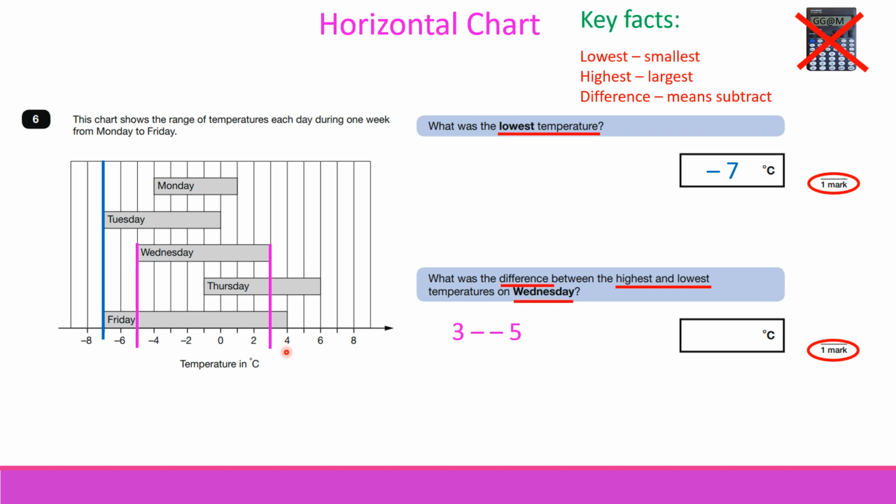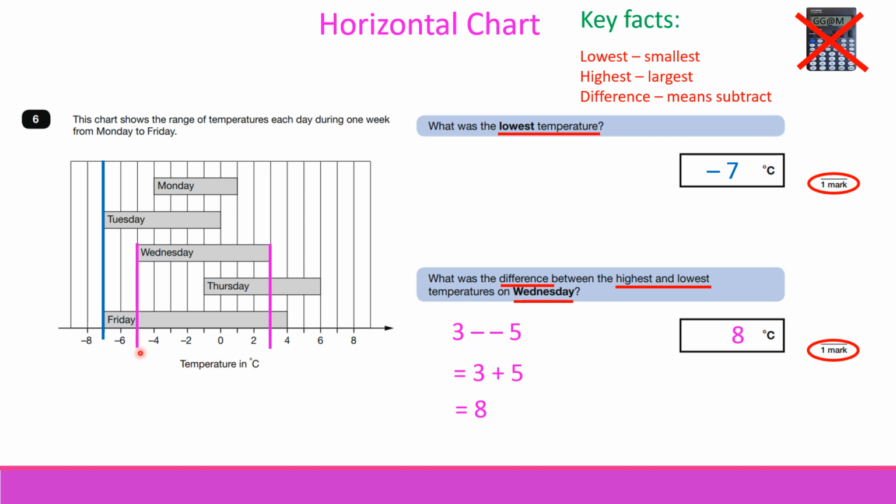So that is the same as doing 3 take away -5. Now some of you will be able to work out that the two negatives here together is the same as a positive. So two negatives make a positive. So that's the same as doing 3 plus 5, which gives you an answer of 8, which needs to go in the box here.